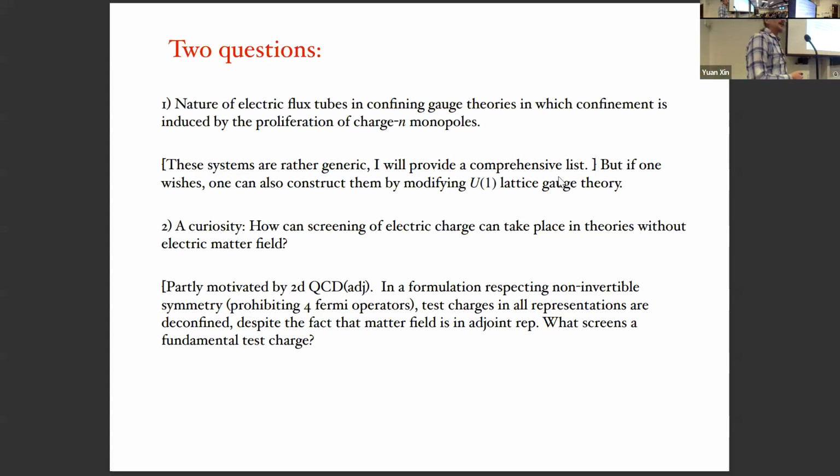So, for example, in QCD adjoint in 2 dimensions, there's an interesting phenomenon, despite the fact that, assuming that this theory has non-invertible symmetry, prohibiting 4 Fermi operators, test charges in all representations, fundamental, symmetric, anti-symmetric, etc., they are all deconfined, despite the fact that the only dynamical field in the system is an adjoint representation. So what screens a fundamental test charge?